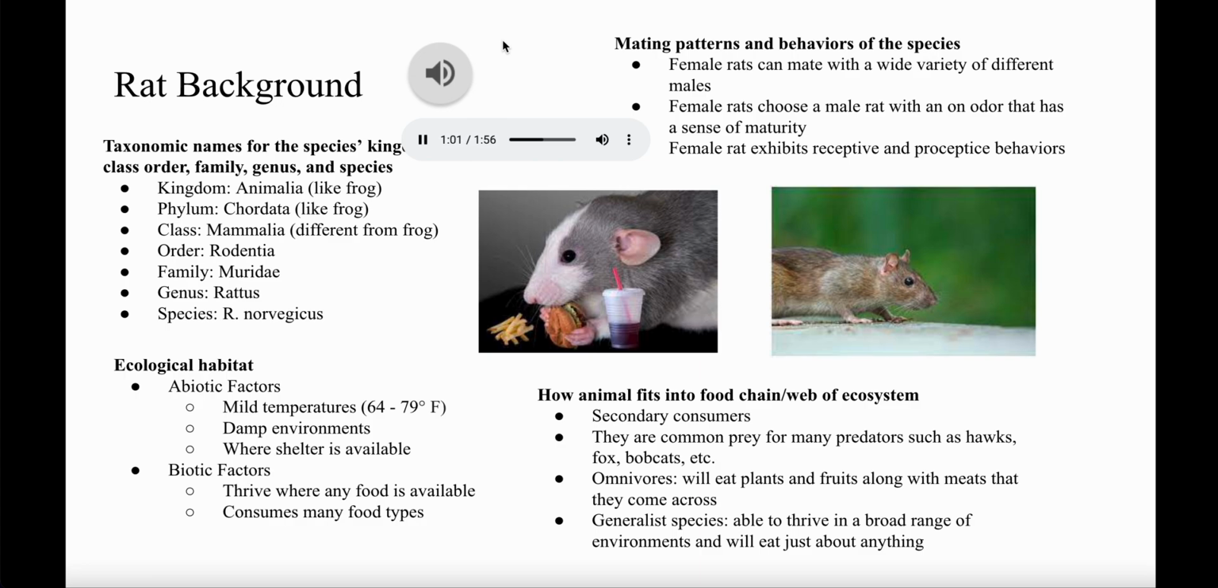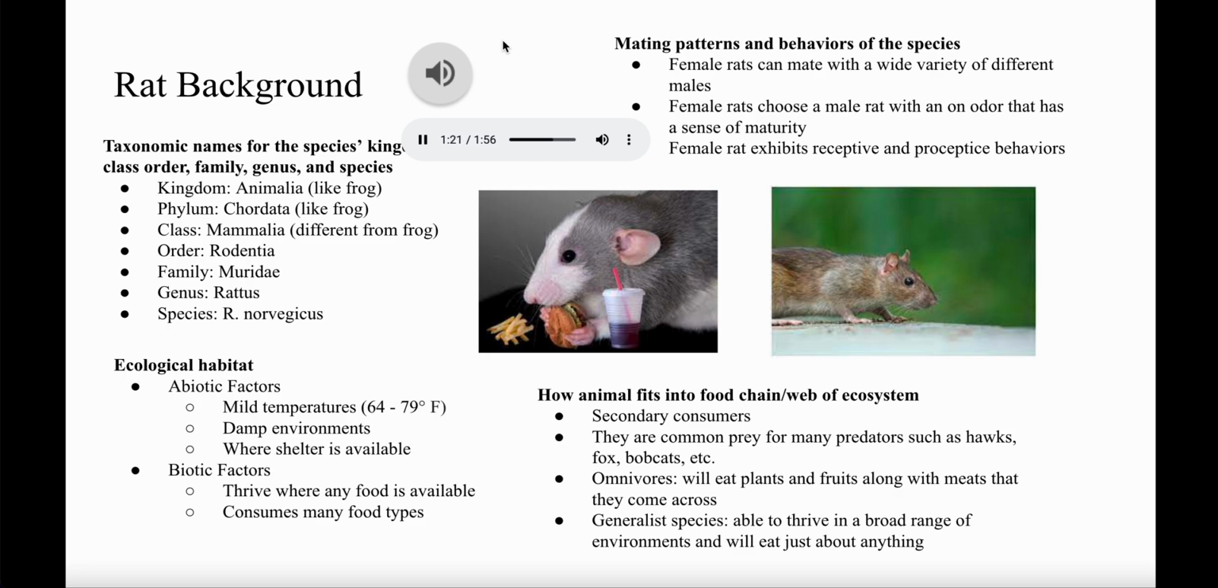The rat's mating patterns and behaviors include that female rats can mate with a wide variety of different males in just one mating season. And also female rats will choose a male partner with an odor that has a sense of maturity, oddly enough, and that female rats exhibit receptive and proceptive behaviors during mating.